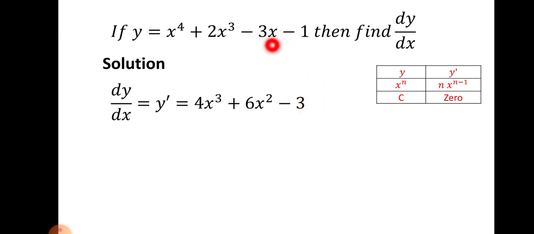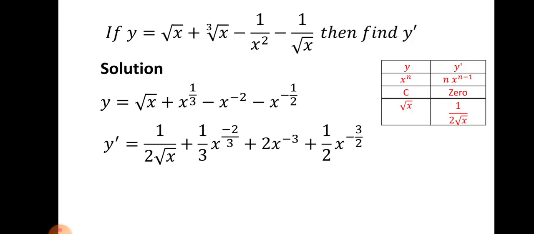Here the derivative of negative 3x is negative 3, because here the power is 1. If you put the power down, 1 times negative 3 is negative 3. Subtract 1 from the power, so you have x power 0. You don't have to write x power 0 because x power 0 equals 1. So the derivative of negative 3x here is negative 3. The derivative of any constant, according to the table of derivatives, equals 0.